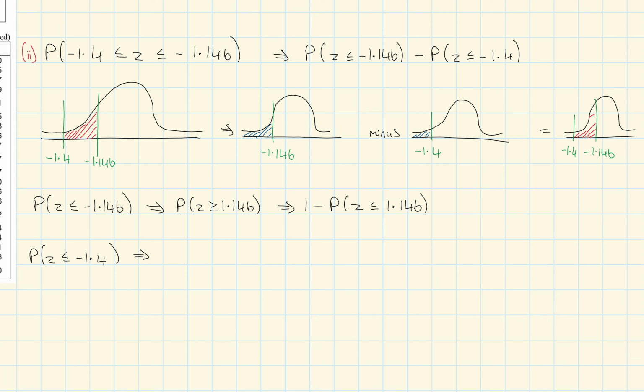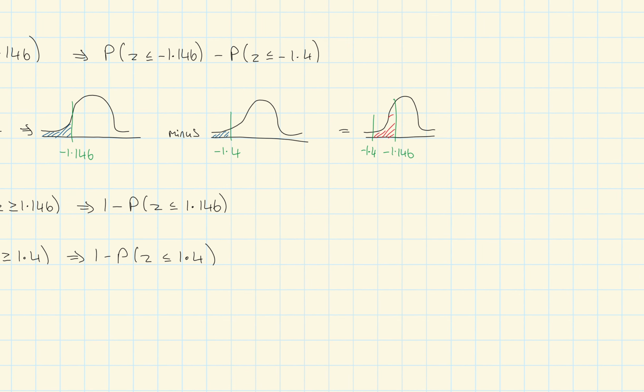Now, let me see. Oh yeah, we're okay there. So it'll be the probability, I change my sign, Z is greater than or equal to 1.4. So it's 1 minus the probability that Z is less than or equal to 1.4.